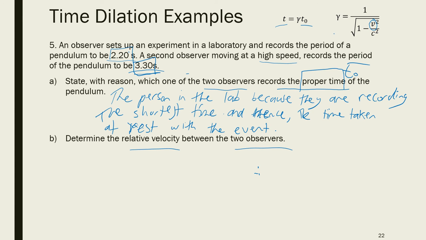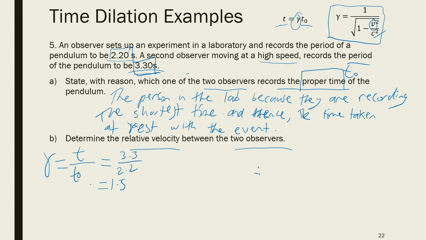So in order to find V, we need the speed of light, which we know, and the Lorentz factor, which we don't know, but we can figure it out because we know the proper time and we know the dilated time. So we can rearrange this and we can get the Lorentz factor is the dilated time divided by the proper time, which will be 3.3 divided by 2.2, which will give us a Lorentz factor of 1.5.